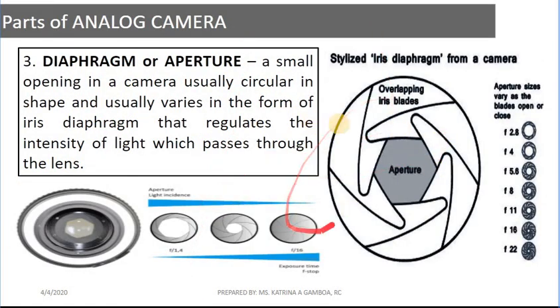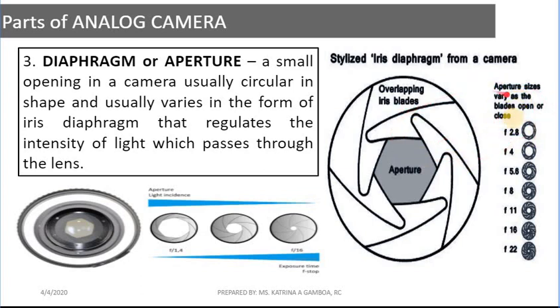Ayan. Ito yung sinasabi ko sa inyo, yung sa loob ng lens. This is the diaphragm or aperture. Tignan nyo, ito yung pinaka-size niya. Ayan. Sabi niya, diaphragm or aperture. This is a small opening in a camera, usually circular in shape and usually varies in the form of iris, para nga siyang sa mata, di ba? Diaphragm that regulates the intensity of light which passes through the lens. Okay, nasa loob po ito ng lens. Again ha, nasa loob po ito ng lens.